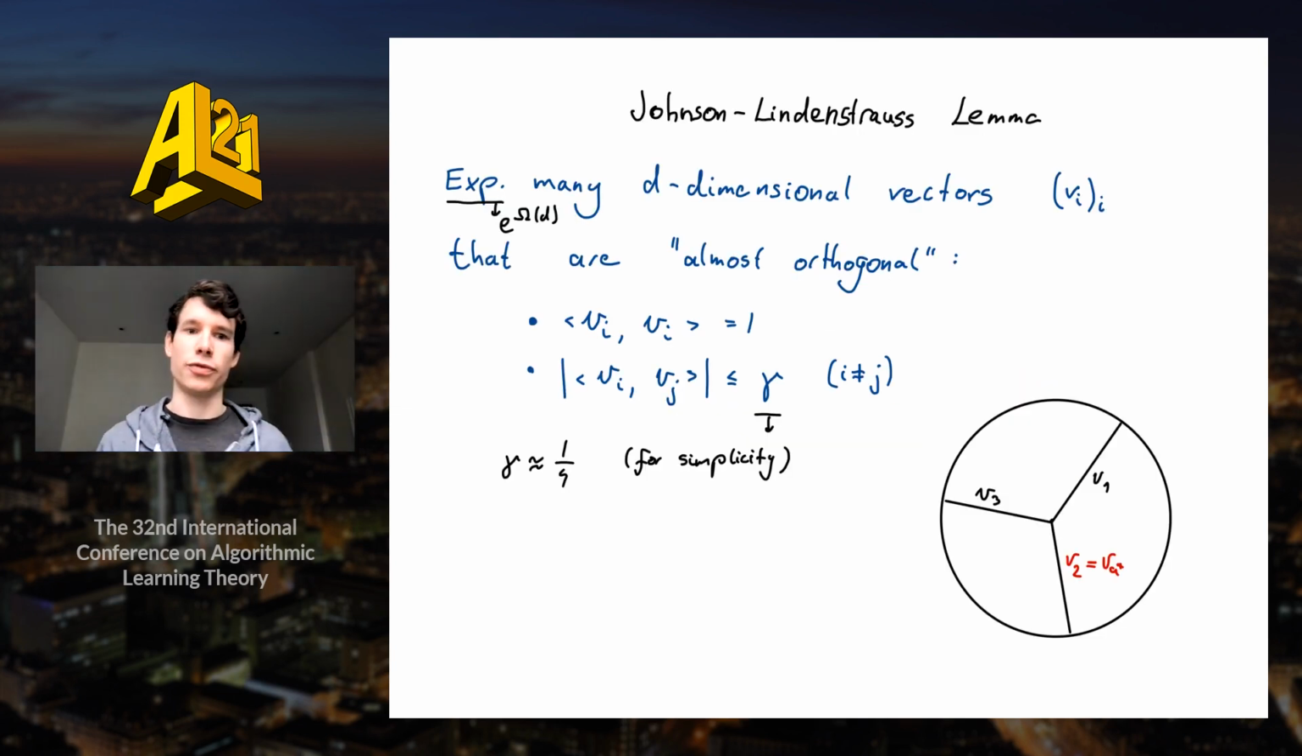But let's talk about the features first. For this, we use the Johnson-Lindenstrauss Lemma. And what this lemma says is that there are exponentially many d-dimensional vectors, that is exponentially in d, such that any two of these vectors are almost orthogonal. So these are unit vectors such that any two different vectors will have an inner product whose absolute value is upper bounded by some small gamma. And in this case, for simplicity, let's say gamma is 1/4. We show an example here with a circle and 3 vectors that are almost orthogonal in a 2-dimensional space.